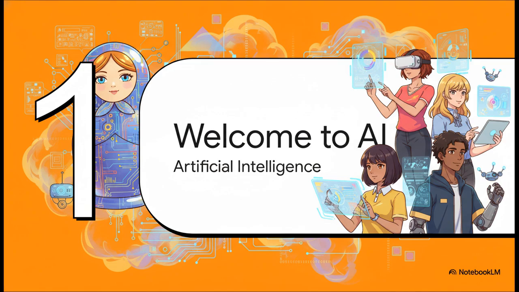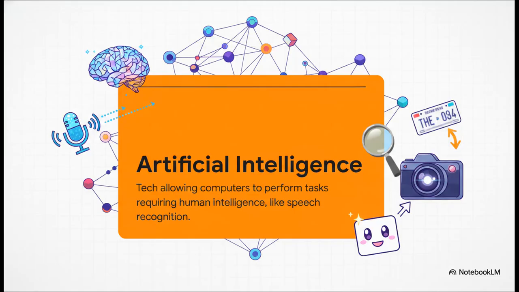Welcome to artificial intelligence. Let's start with the absolute outermost, broadest shell of our Matryoshka doll. When we say artificial intelligence, we're really just talking about any technology that allows a computer or system to perform a task that typically requires human-like intelligence. Think about how naturally good humans are at recognizing patterns or understanding speech. Anytime a machine replicates that, whether it's Siri understanding your voice or an automated camera reading your car's number plate to issue a traffic ticket, that is AI in action.